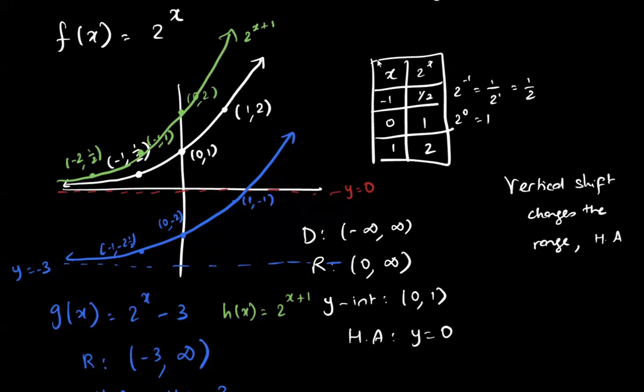So this is the graph of 2 to the power of x plus 1. This was the graph of 2 to the power of x minus 3. This was the graph of 2 to the power of x. So what happened? The graph got shifted to the left by 1 unit. Did the domain change? No. Did the range change? No. Did the horizontal asymptote change? No. Did the y-intercept change? Yes, it did, right? Your graph still does not have an x-intercept.